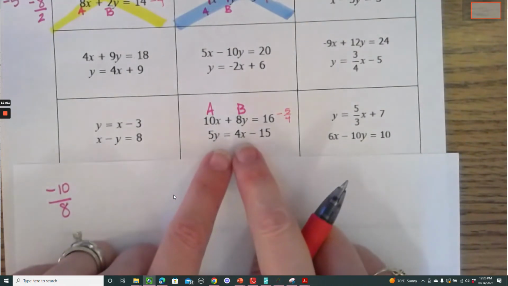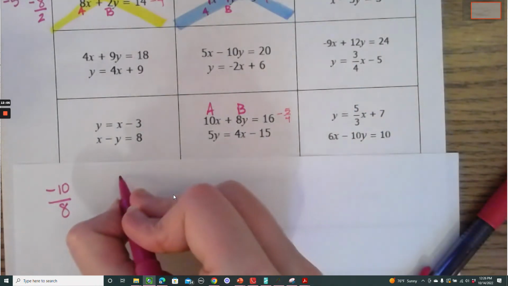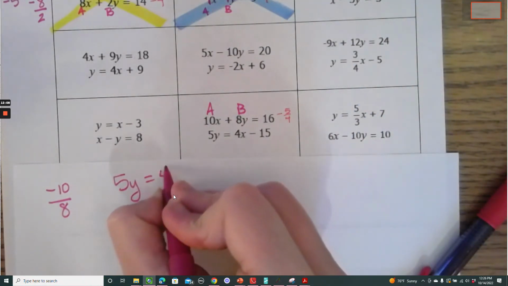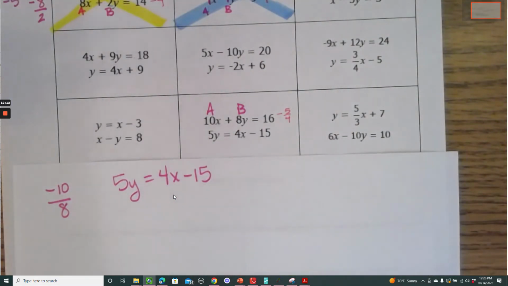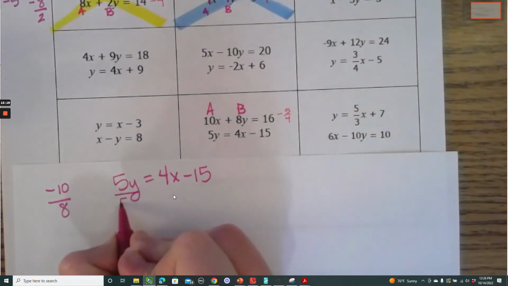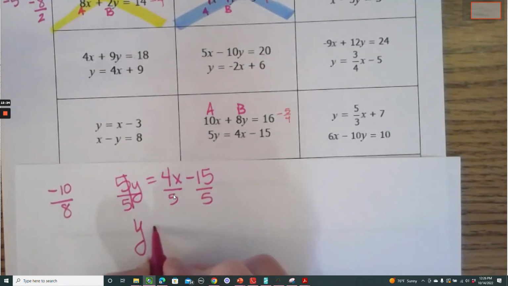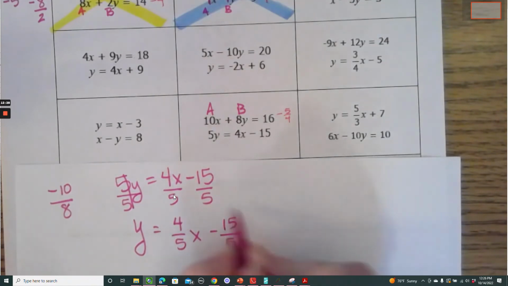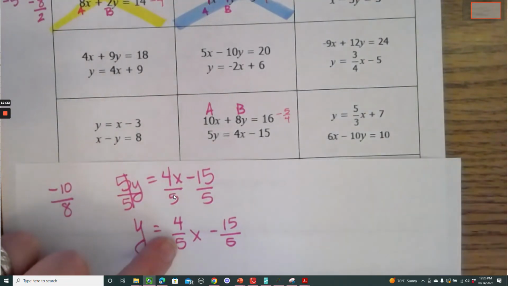Look at this one, though. This isn't standard form. So my options are I can put it in standard form or I can get the y by itself. Which would be easier? Y by itself. I can divide by 5, and that will get the y by itself. And I don't even have to simplify this bottom piece because who cares about the y-intercept? This is what I'm looking at. The 4/5, the slope.